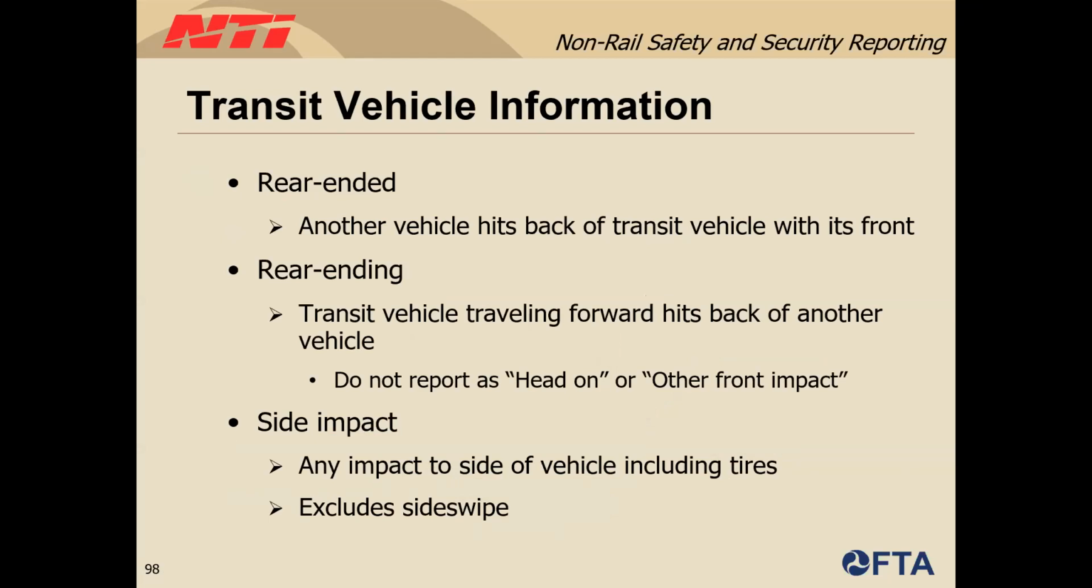Other front impact is used when the front of the transit vehicle is impacted, but not when it would be considered head-on or rear-ending. An example would be the front corner bumper hits another vehicle or object while turning, not the bumper on the side at the front. Likewise, other rear impact is used when the transit vehicle is impacted on the rear, but not when it would be considered rear-ended. An example would be if the transit vehicle is backing up and hits a utility pole.